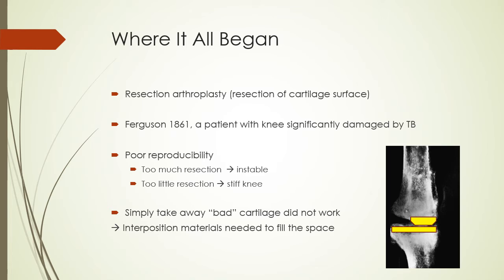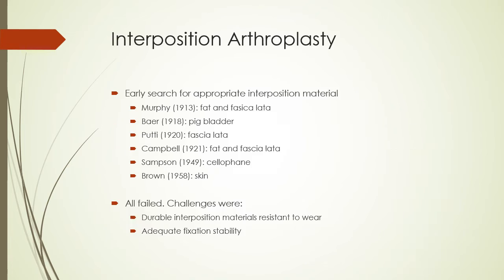The problem with the surgery was that it's not quite reproducible, and it's very hard to control how much resection to make. If we resect the knee too much, the knee will become loose and unstable. If we resect too little, the knee will become stiff. So people realized that simply taking away bad cartilage did not work. And then naturally they thought about using an interposition material to fill the space. In the early search for these interposition materials, people tried a lot of different tissues and they all failed.